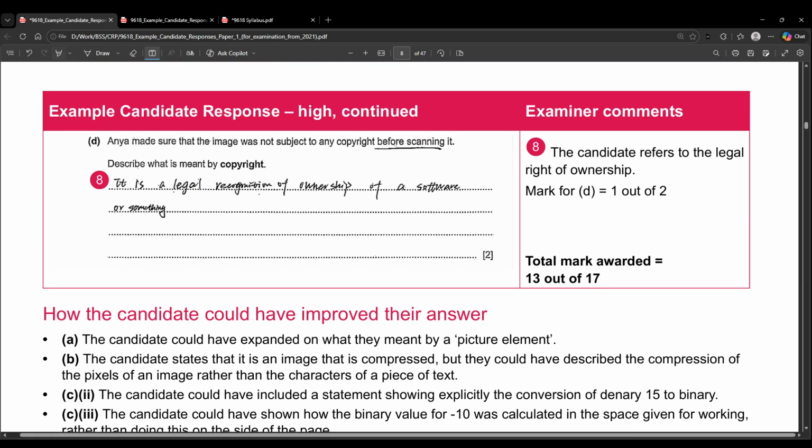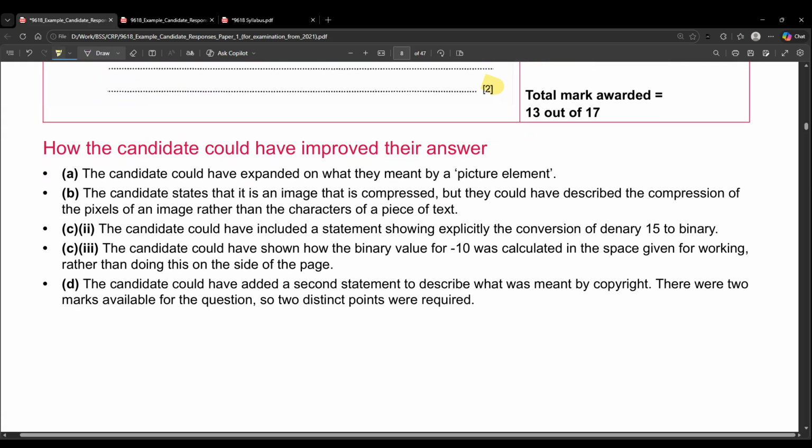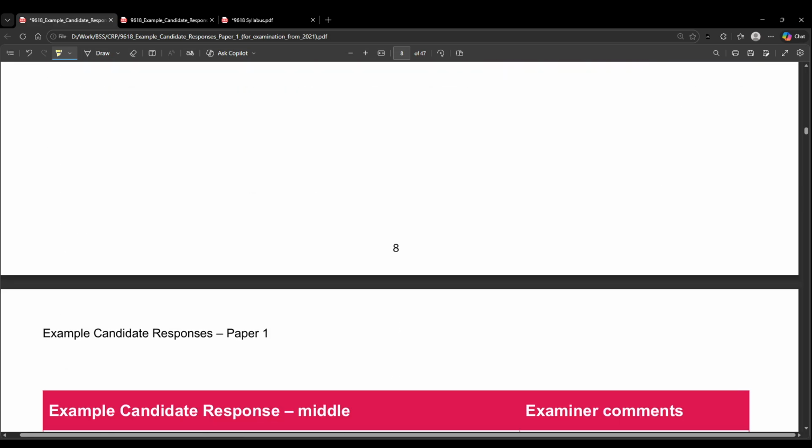All right, so this is a 2-mark question. They have written that copyright is a legal recognition of ownership of a software or something. They do get 1 mark till this point, but this is vague, so they do not get any mark for this. How could they have improved? They could have added a second statement to describe what was meant by copyright, so 2 points were required.